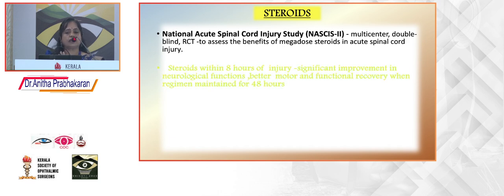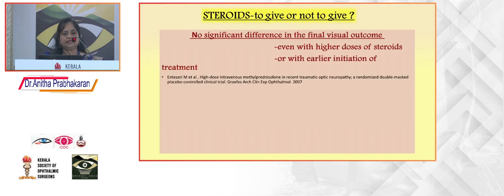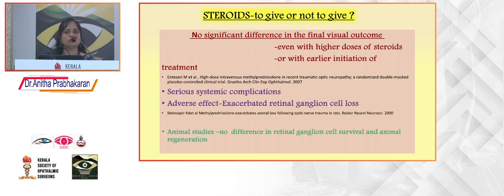There were studies on acute spinal cord injury where they gave steroids within the first 8 hours, and found significant improvement in neurological functions. And that was the basis of giving steroids in optic neuropathy as well. The steroids given are very high dosages, even mega dosages. But no significant difference was found in the final visual outcome, even with a higher dose of steroids or with earlier initiation of treatment. At the same time, there were serious systemic complications and more mortality in patients treated with steroids, especially in people with predisposing factors. One more thing is, instead of benefit, some adverse effects were found, which exacerbated the retinal ganglion cell loss as well.